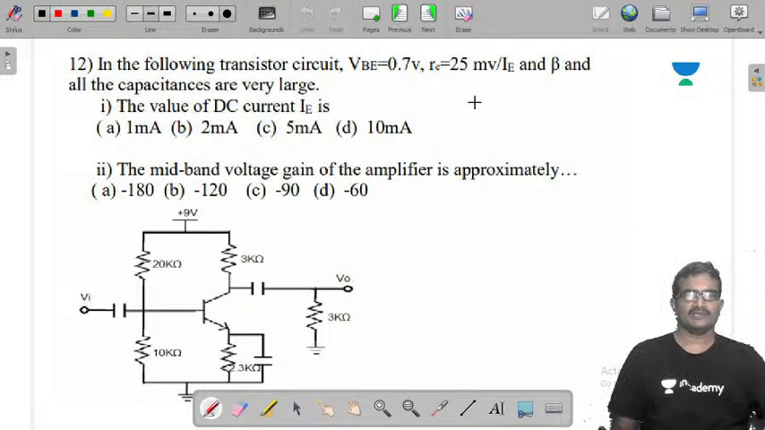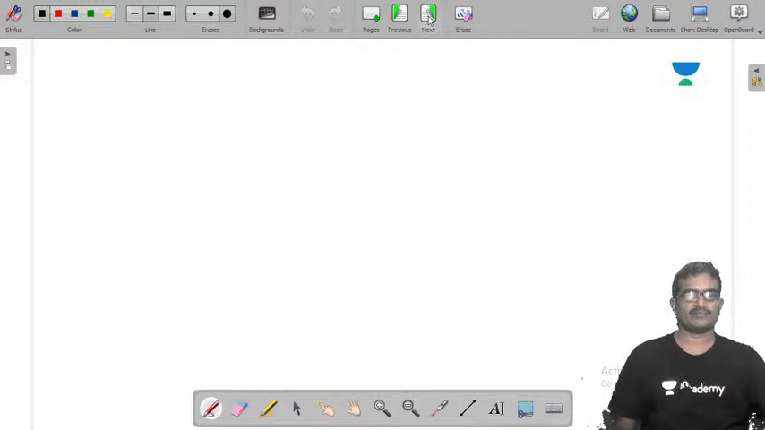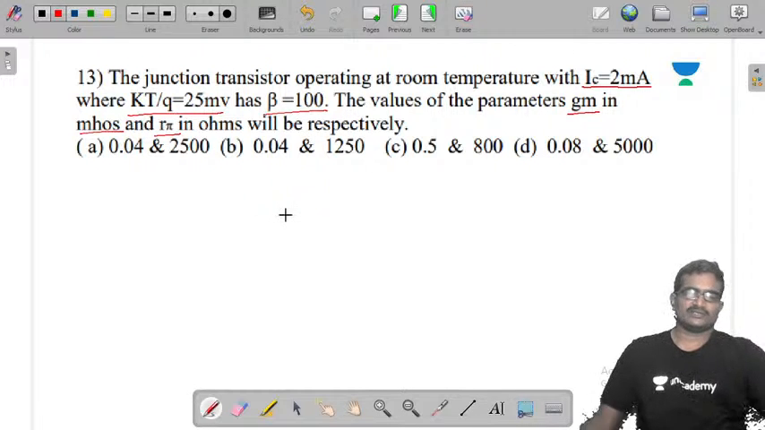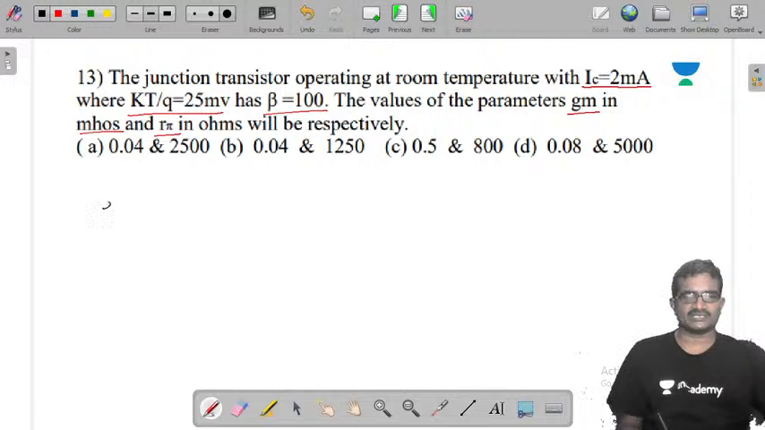So next session we go to this, because it is in RE model. There are separate problems we have for that. In that session we do solve that problem. Next, the junction transistor operating at room temperature with IC is 2 milliamperes, where KT by Q is 25 millivolts, beta is 100. The values of the parameters GM in mhos and R pi in ohms will be respectively. So it is similar to the previous problem, sir. They given everything. Now just go and solve.